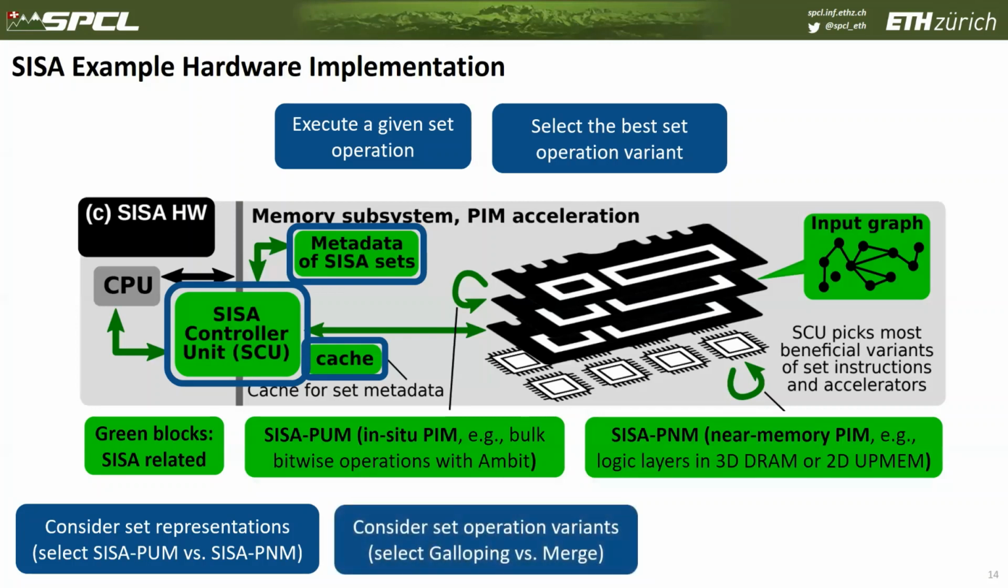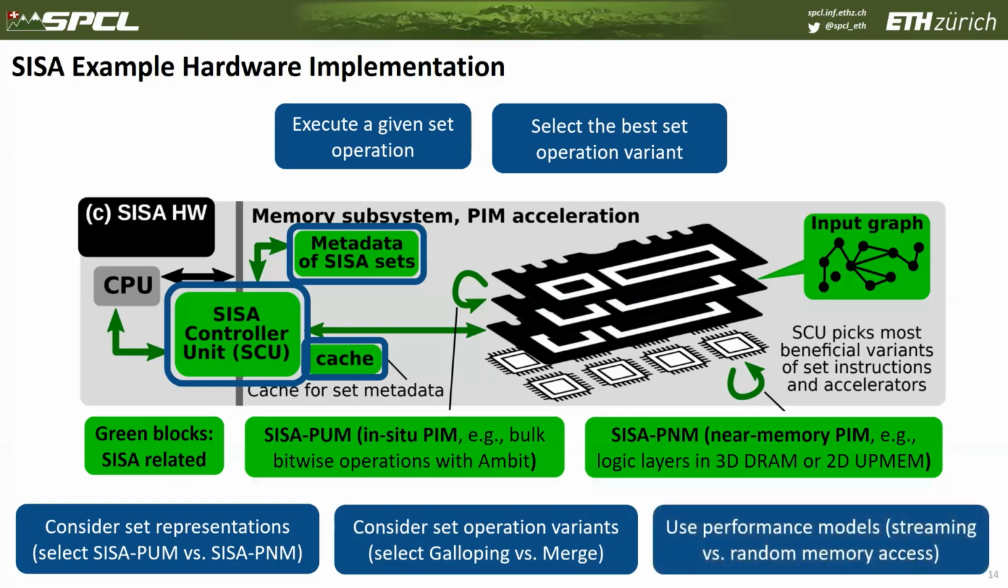On the other hand, we also, in this moment, consider the set algorithm variant to be selected, right? So now, depending on the size of these input sets, the SCU will either execute the galloping or the merge-based intersection. And these decisions are guided by our performance models.